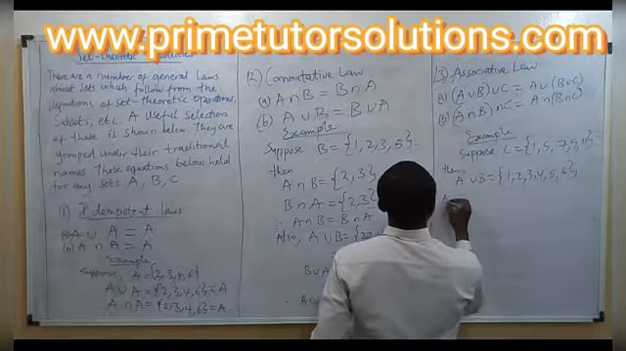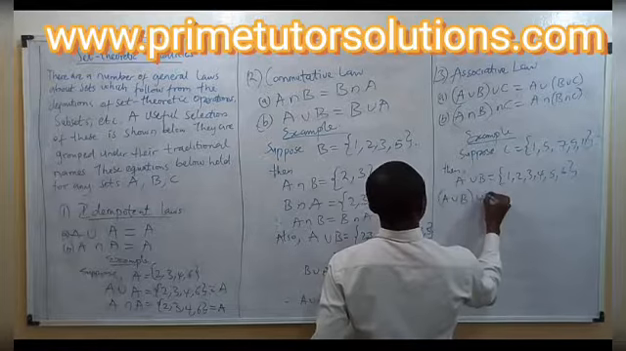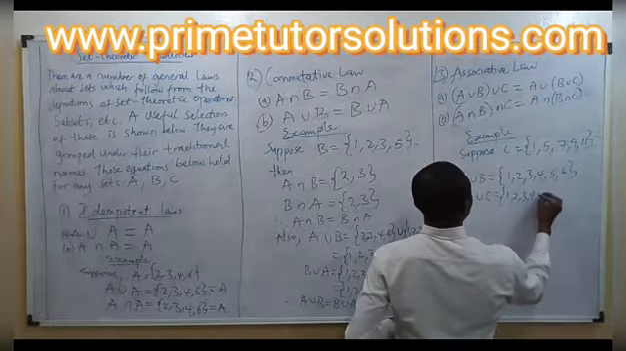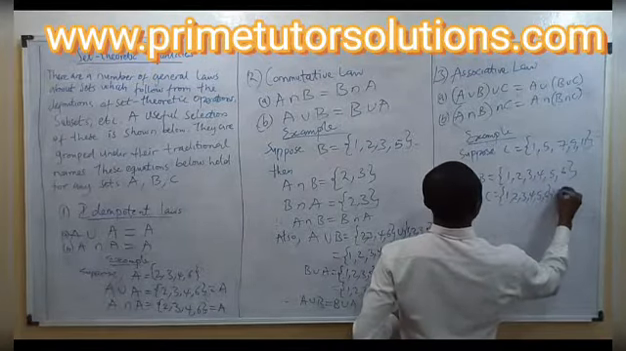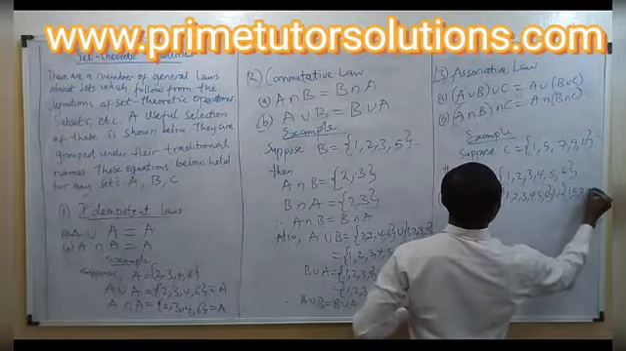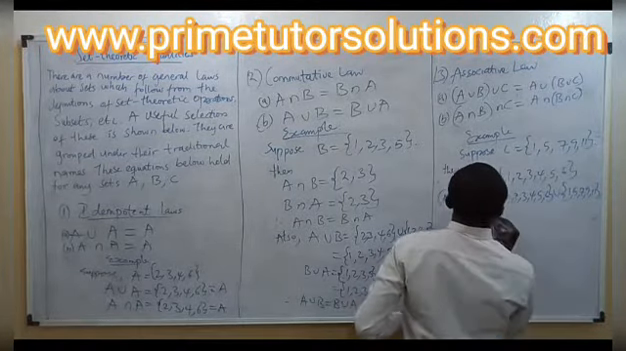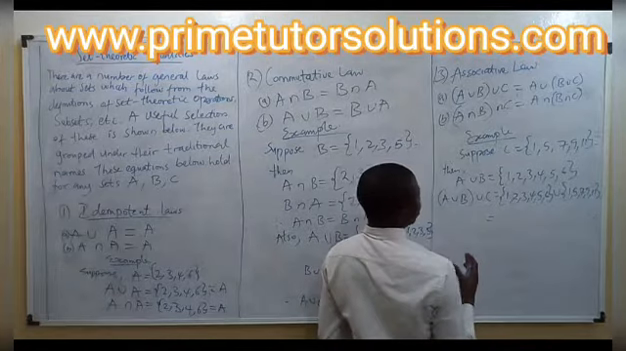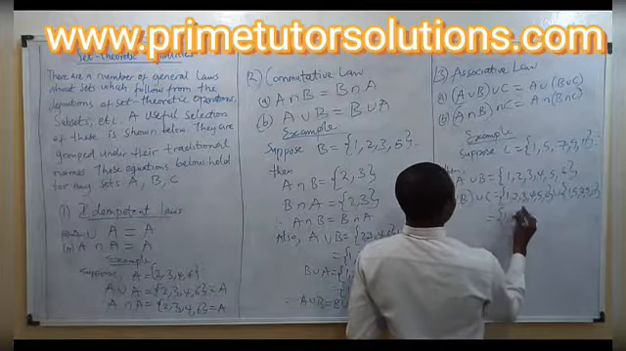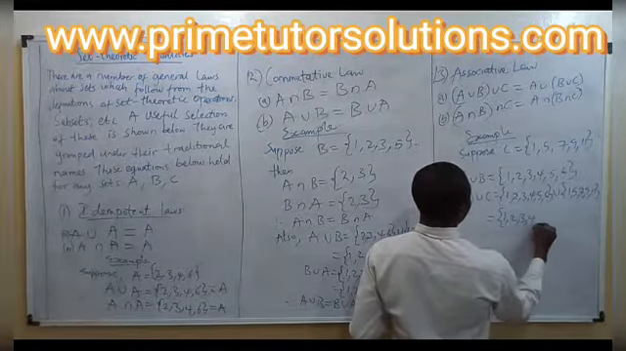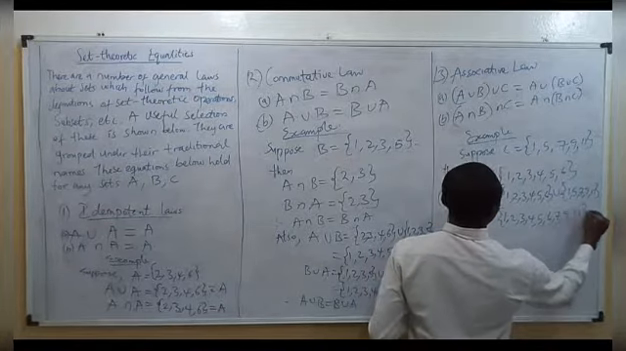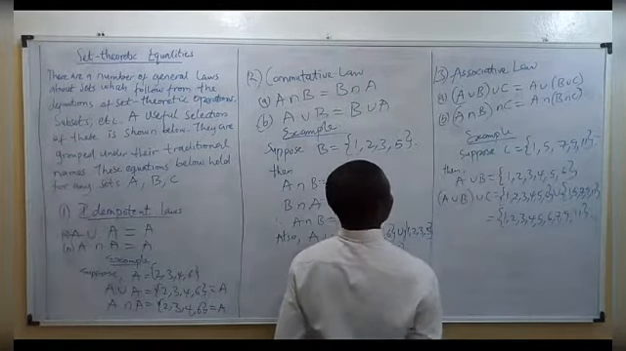Now, A union B, in brackets, union C will be equal to this: 1, 2, 3, 4, 5, 6 union C. Our C is what? 1, 5, 7, 9, 11. Union means we write all the elements together. We have 1 here, 1 is there, so we just write only 1. Then we have 2, 3, 4, 5, 6, 7, 9, 11. That's for A union B union C.